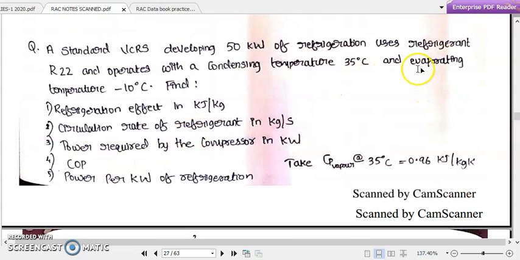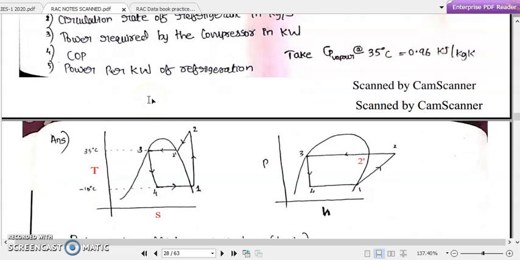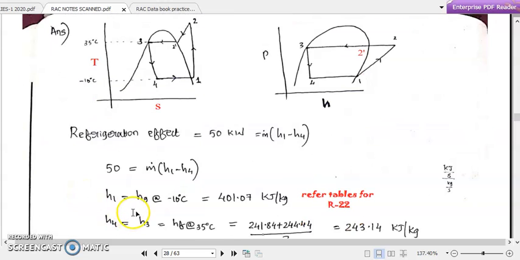Then again we are reading the question, with an evaporating temperature of minus 10 degrees Celsius. So where does this refrigerant evaporate? At the evaporator, or the freezer compartment, or the refrigerator compartment. So where is this evaporator? It is from 4 to 1. So the temperature at 4 and 1 we are taking as minus 10 degrees Celsius. That is why we are taking H1 as the Hg value at minus 10 degrees Celsius.